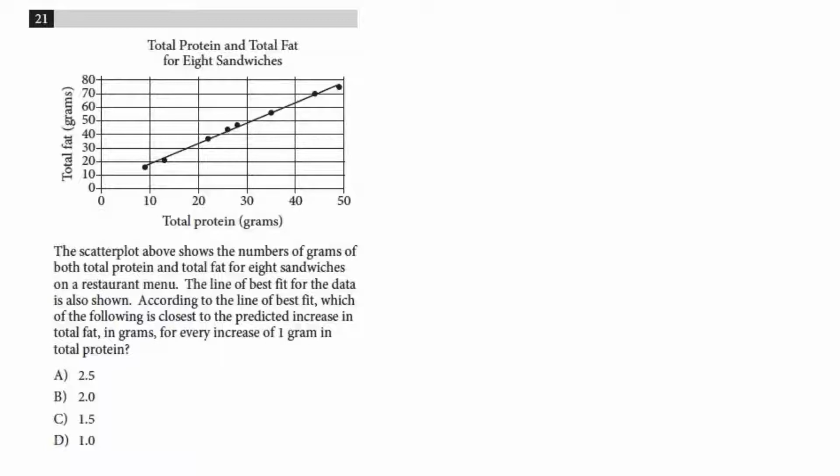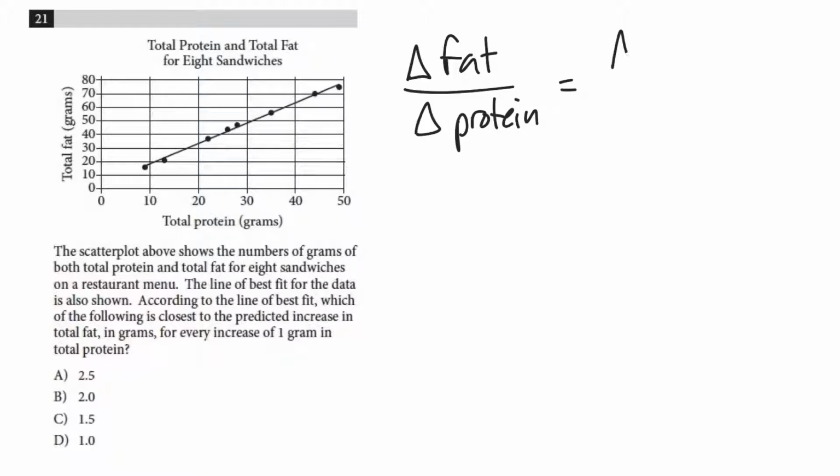So what we're finding here is the change in fat relative to the change in protein. Well, that sure looks like change in y over change in x. Well, that's slope. We want to find the slope of the line. So to find the slope of the line, we just need 2 points that we can approximate.